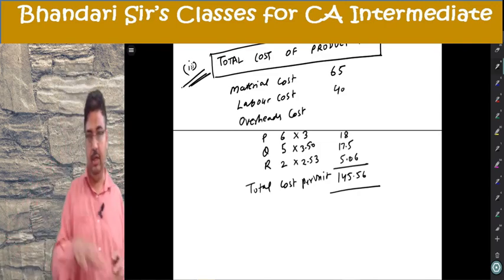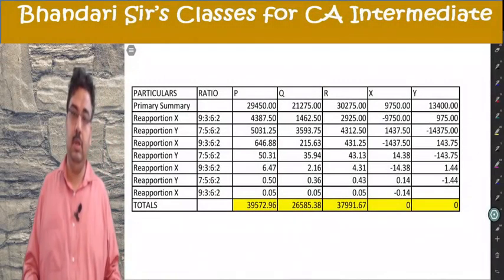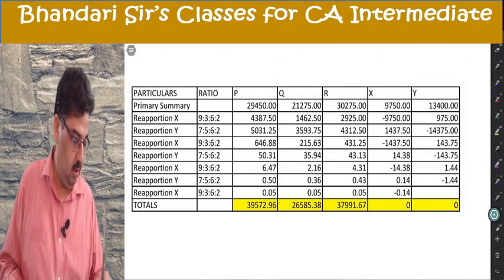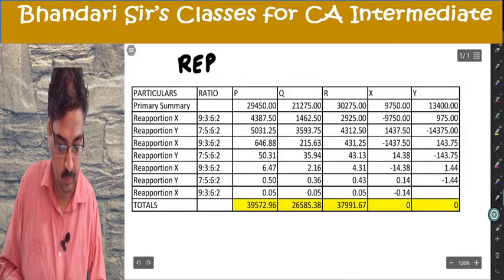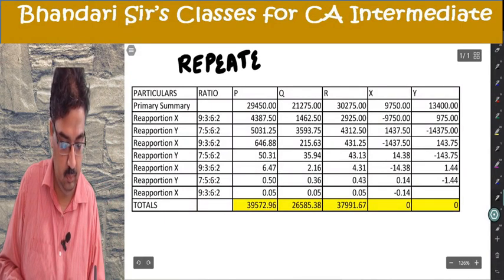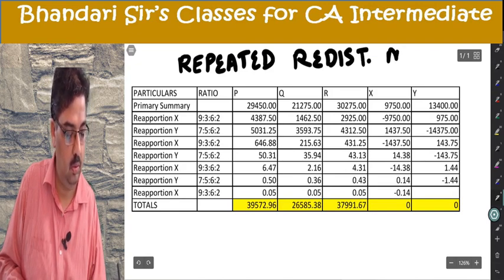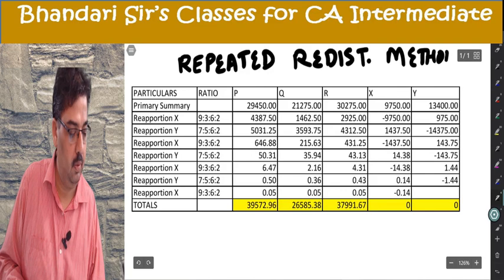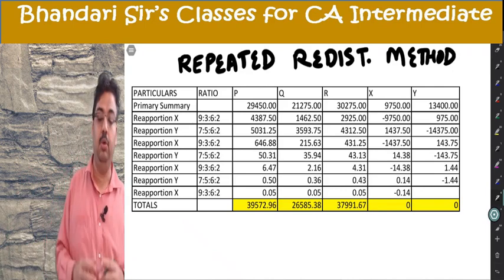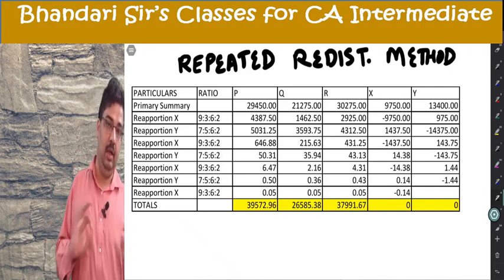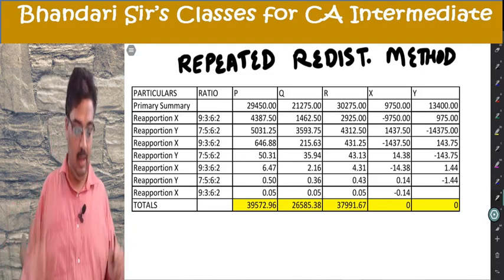I'll show you repeated redistribution, which I don't recommend, but still you can do in the exam. You can see this table. This is what I have done. The reapportionment using repeated redistribution method. It can make your question more lengthy. I have done it in Excel and showing you here, but still I strictly recommend using simultaneous equation. Still, if you like this, you can use this in exam.